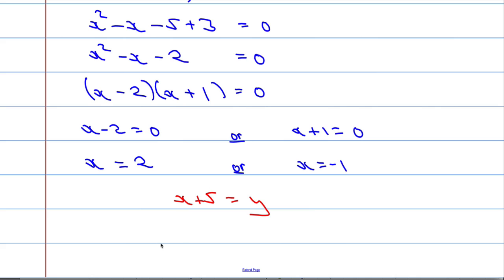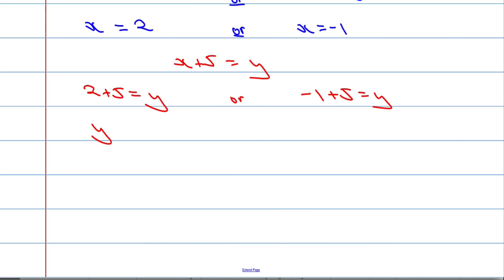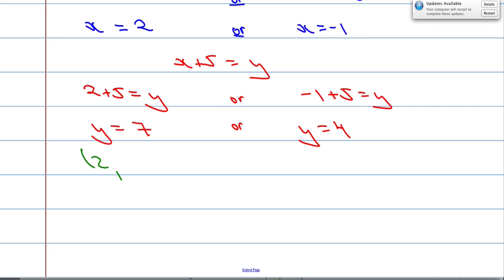So I'm subbing into this equation now. So we get 2 plus 5 will be equal to y. And then over here, we're going to get negative 1 plus 5 will be equal to y. So, in other words, y is going to be equal to 7, and y will be equal to 4. So the solutions are when x is 2, y is 7. When x is negative 1, y is 4. If you don't believe me, check it on Desmos.